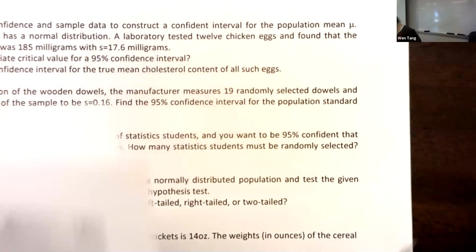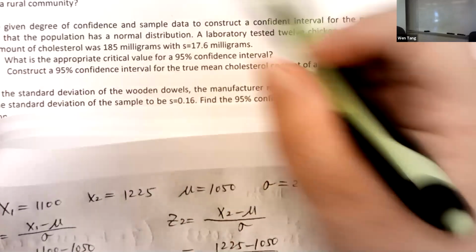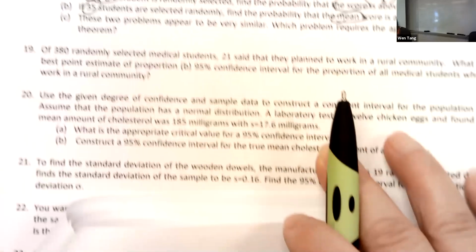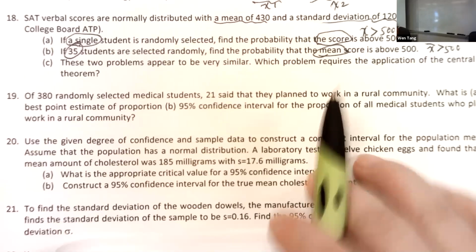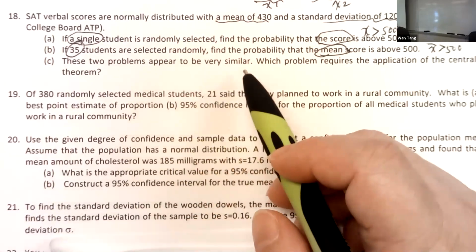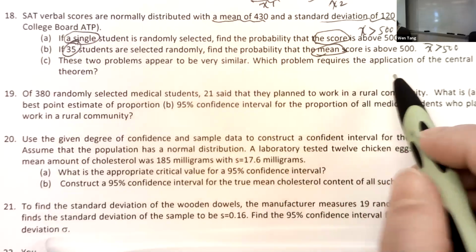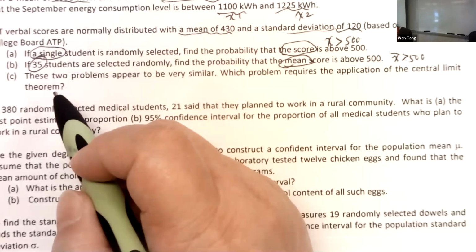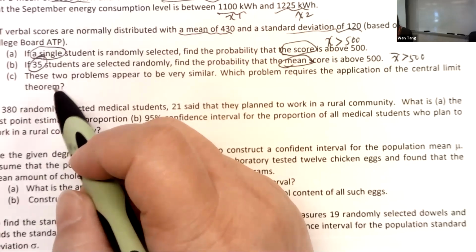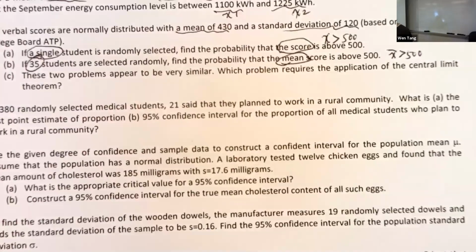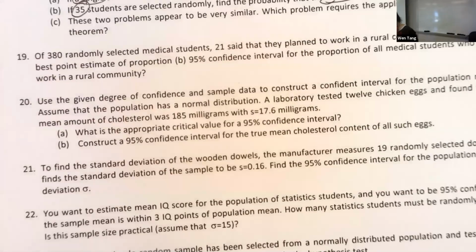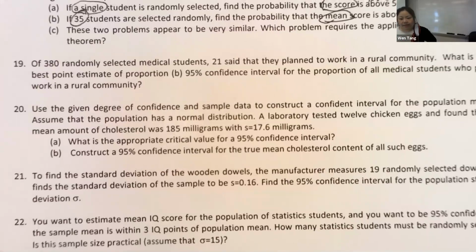All right, let's check the next one, number 19. Oh, sorry, we still have part C. Part C of the question says, Part A and part B are very similar. Which question requires the application of the central limit theorem? I've already answered this question: part B. So next one will be number 19.